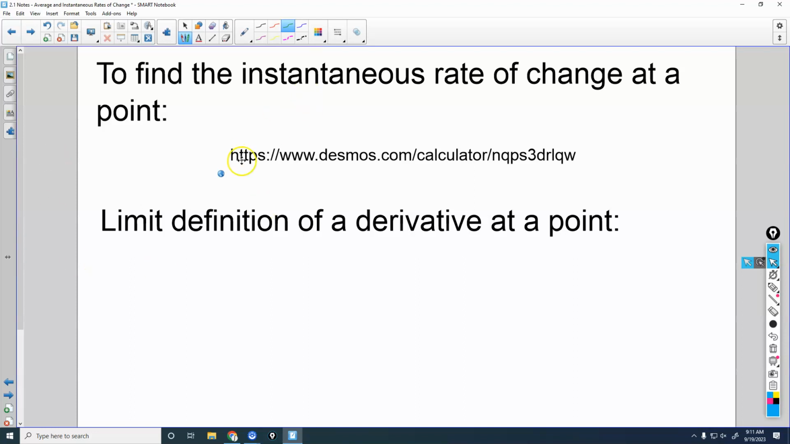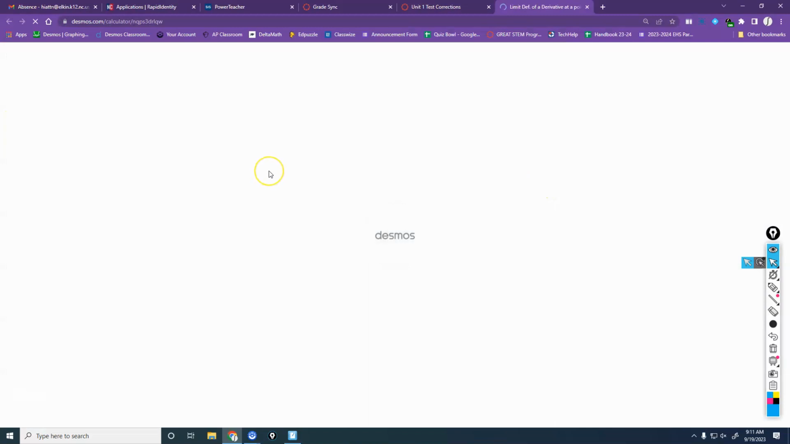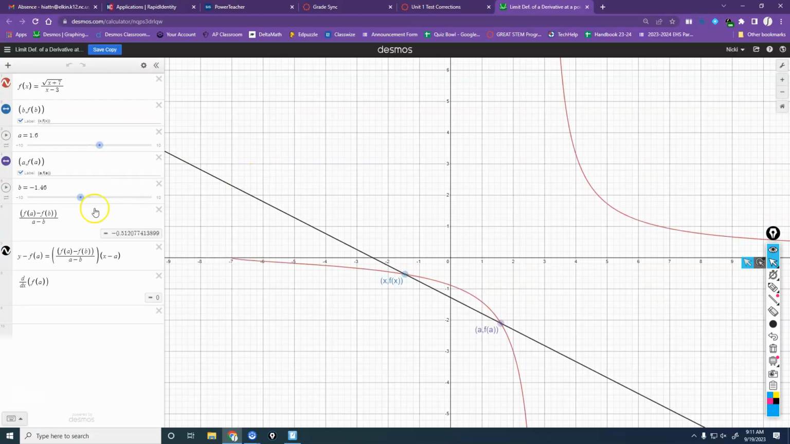All right. Let's talk about instantaneous rate of change at a point. I have made us a Desmos example. It's pretty impressive. Check that out. Look at all that right there. It's nice. You don't necessarily have to know how to do that.